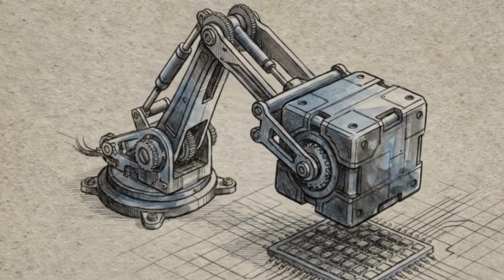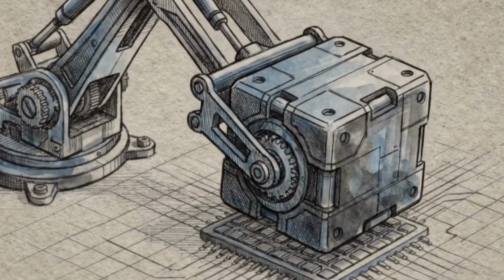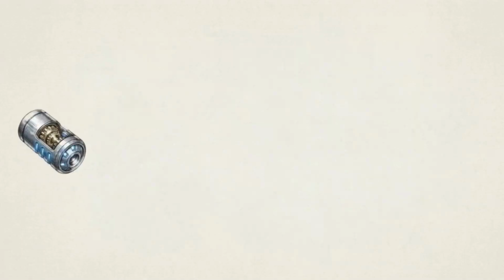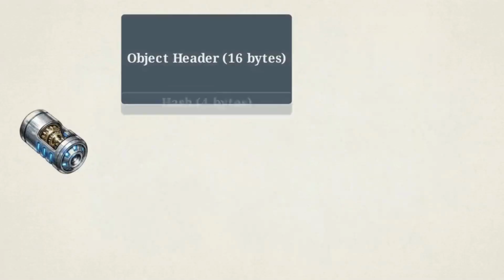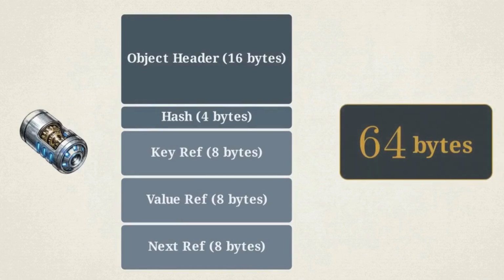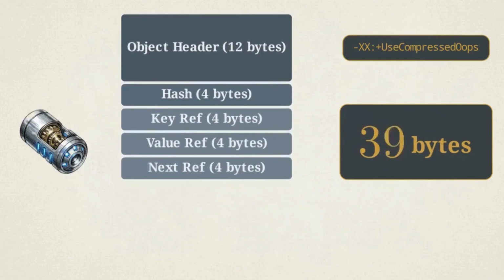Moving data quickly is only half the equation. The physical allocation of heap memory enforces a strict byte cost for every abstraction. Internally, a hash map is an array of individual nodes. On a 64-bit JVM, each of these nodes carries a heavy structural payload. This chart breaks down an uncompressed node: a 16-byte header, a 4-byte hash, and three 8-byte references for key, value, and next. That's 64 bytes of overhead. Passing the UseCompressedOops flag cuts those references in half, shrinking the node's footprint to roughly 32 bytes.